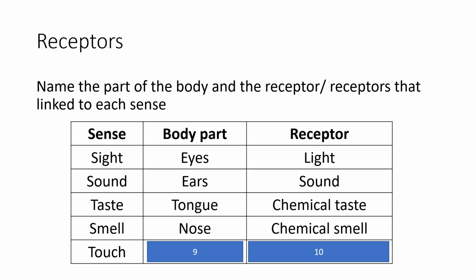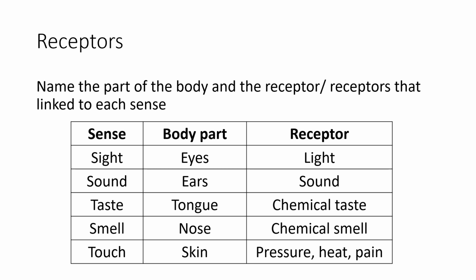And then last one, of course, is touch. And touch is any part of your skin. Any part of your skin has touch receptors on it in the form of 3 things: pressure, heat, and pain receptors, the 3 bits of information your skin can pick up.